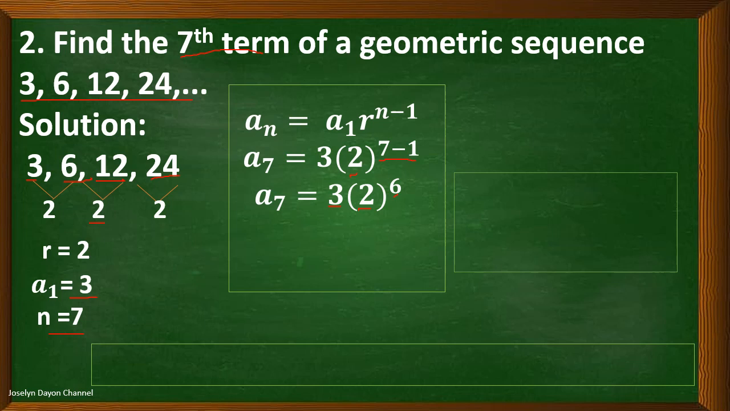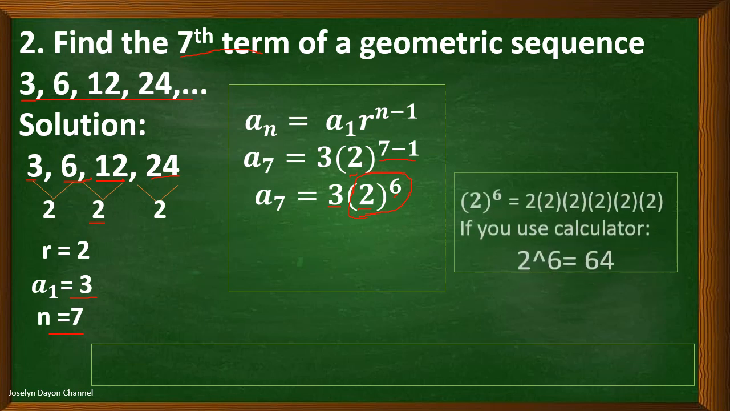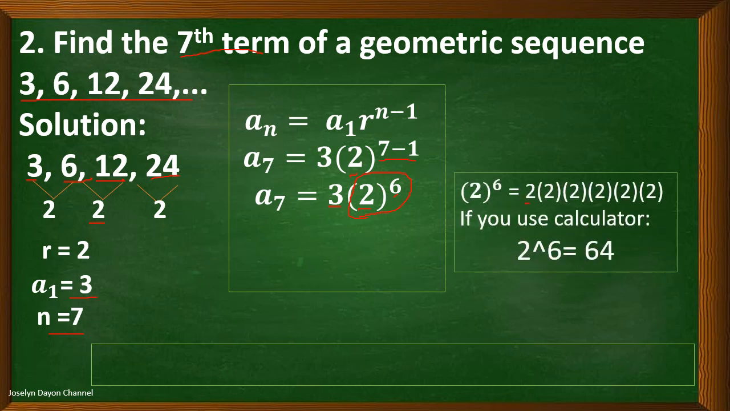Next, we have to simplify a term with an exponent. So we have to simplify first 2 to the power of 6. How are we going to simplify 2 to the power of 6? Meaning we have to multiply 2 six times. So that is 2 times 2 times 2 times 2 times 2 times 2. And the answer for that is 64.